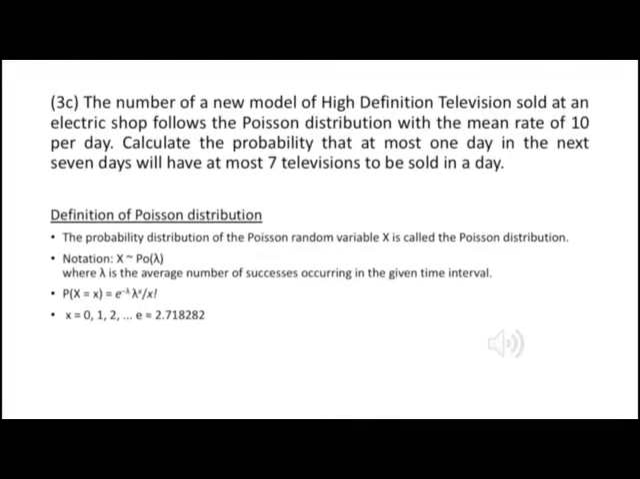Next, we will come to question 3C. It is about the number of a new model of high-definition television sold at an electric shop following the Poisson distribution with the mean rate of 10 per day. We need to calculate the probability that at most one day in the next 7 days will have at most 7 televisions sold in a day. We need to apply the Poisson distribution, and we can see the definition and the formula here.